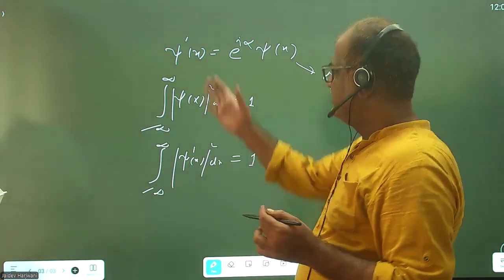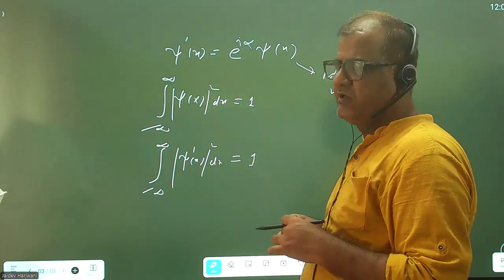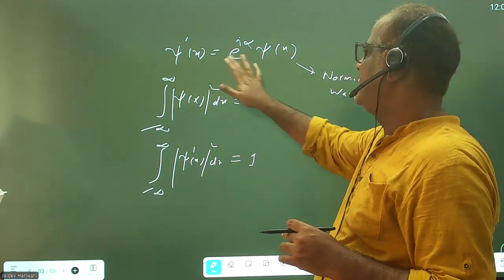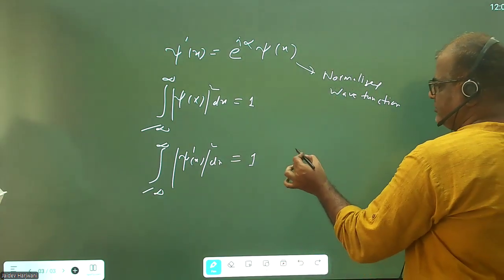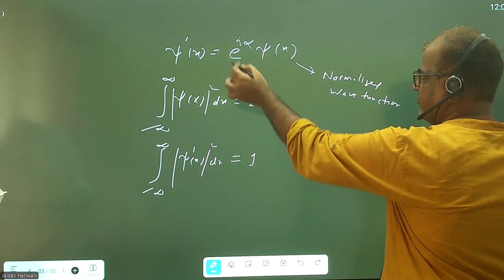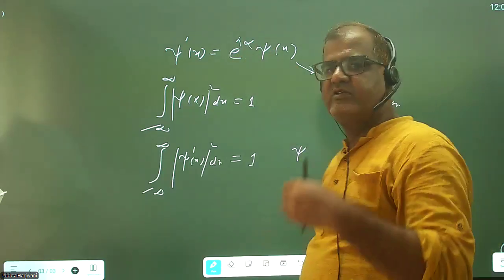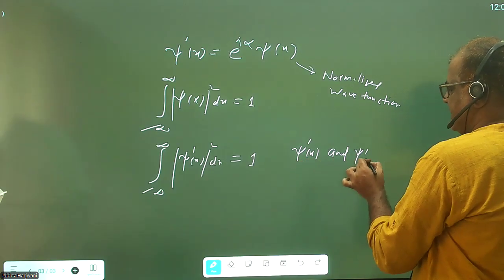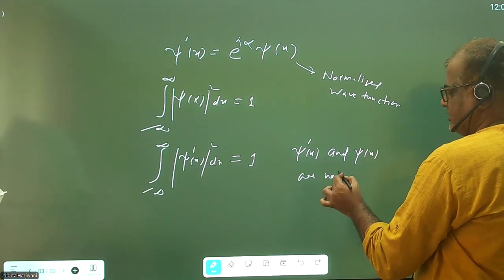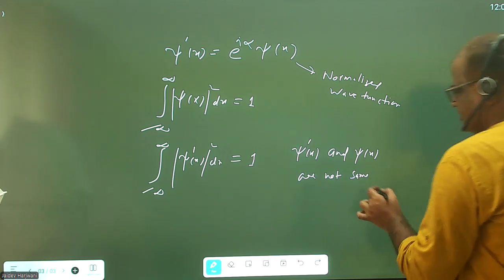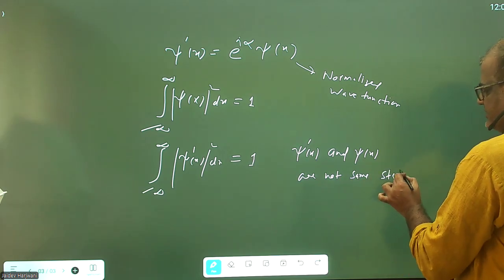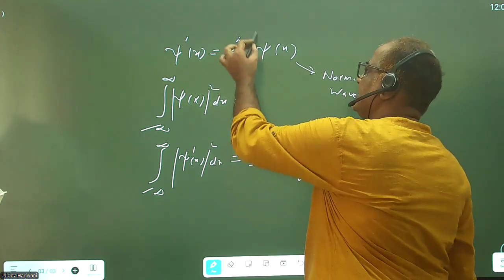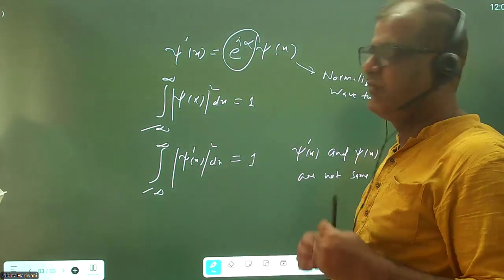So if both are 1, both have a sum of probabilities equal to 1, but that doesn't mean that these two are the same wave function. They are not describing the same state. Even though their probabilities are 1, there is a phase factor which will change their observable properties. So psi dash x and psi x are not the same states. That point you have to remember. If the probability is 1, it doesn't mean they are the same. Because of this phase factor, there will be a change in the observable properties.